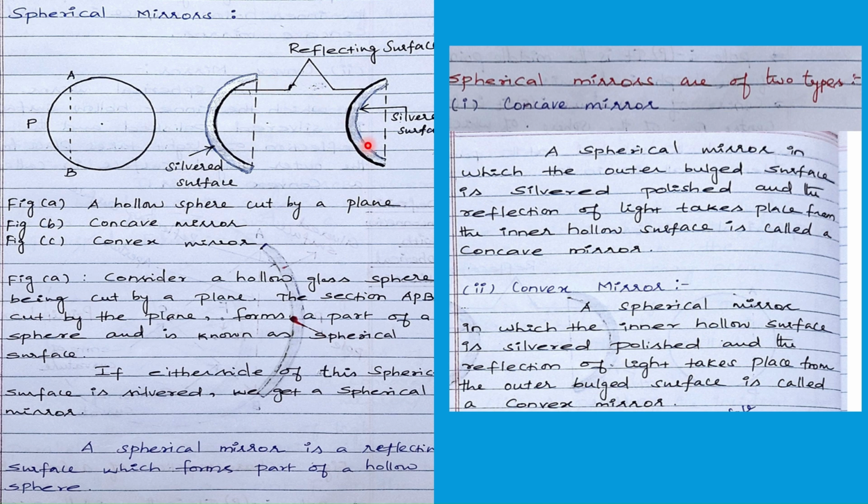And the second one is the convex mirror. Figure C explains the convex mirror, a spherical mirror in which the inner hollow surface is silver polished. The laser pointer indicates the inner hollow surface. The inner hollow surface is silver polished and the reflection of light takes place from the outer bulged surface, so it is called a convex mirror.